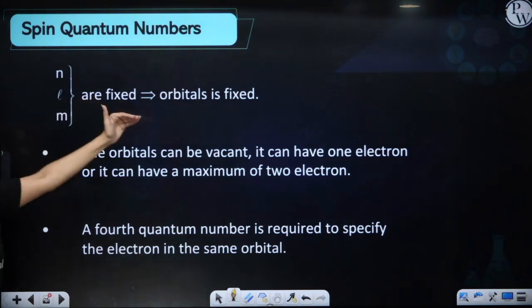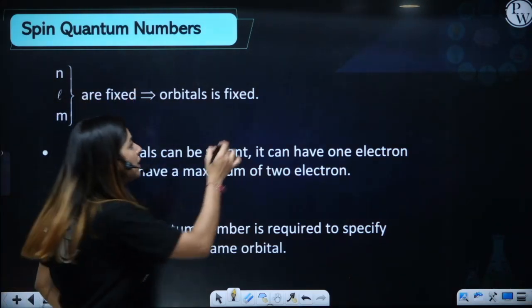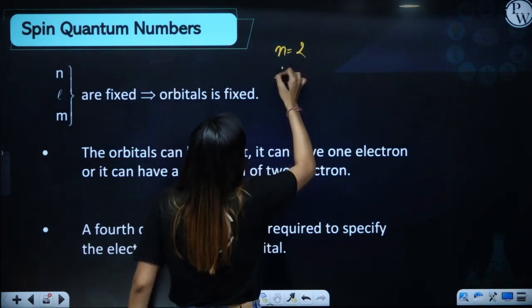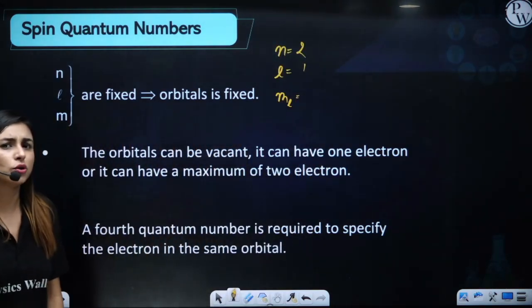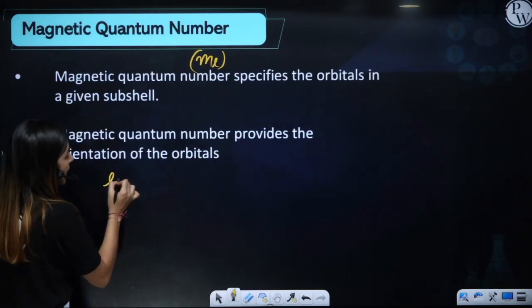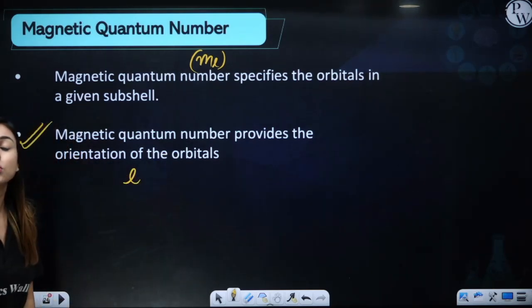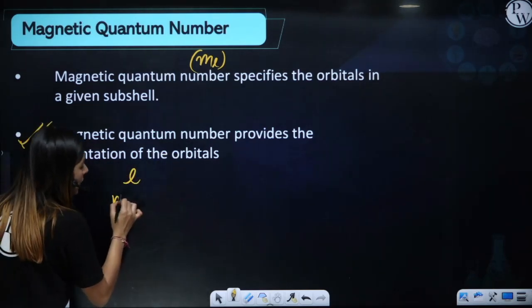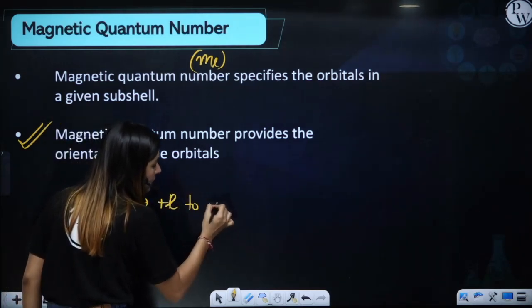n, l, m values are fixed, so the orbital is fixed. If I give you n equal to 2, l equal to 1, and ml, what will be the ml values? We are going to understand this. If you have some l value, what will be the values for ml? ml will have values from plus l to minus l.